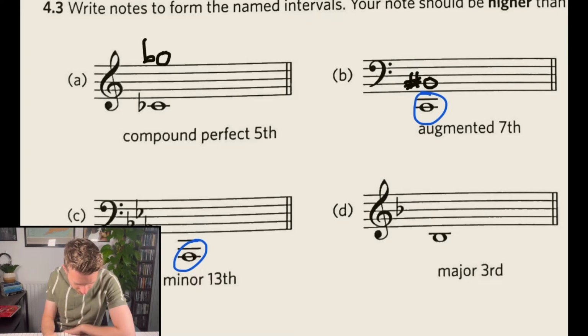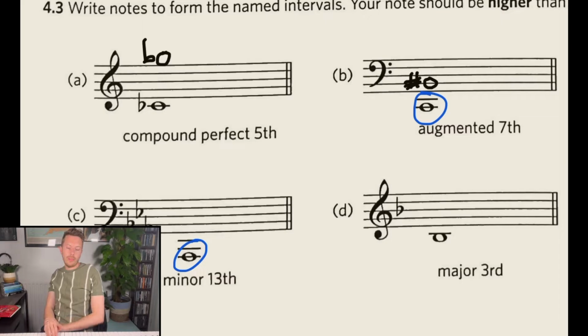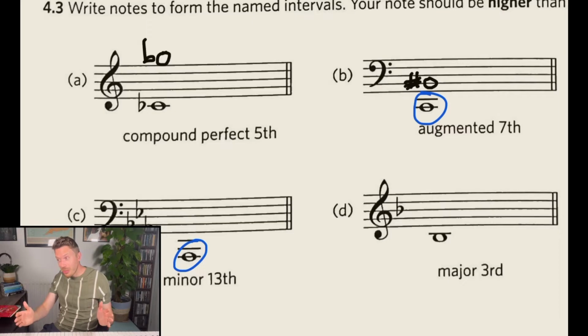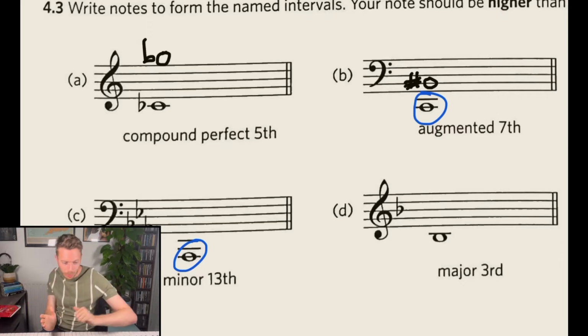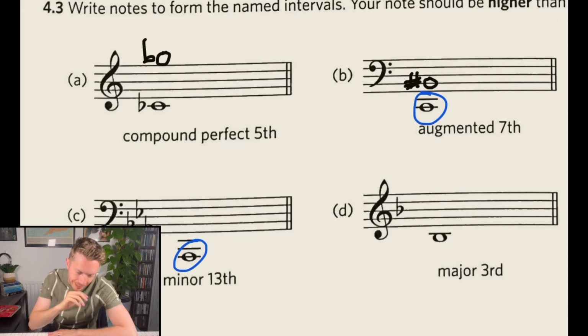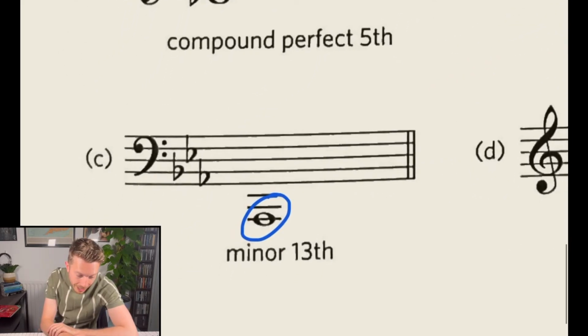That's an F. So we want to go up a minor 13th. Okay, so what's a minor 13th? Could also be known as a compound sixth, because you have an octave. Compound second is the 9th. Compound third is a 10th. Compound fourth is an 11th. Compound fifth is a 12th. Compound sixth is a 13th. So it's not like 8 plus 5 or 8 plus 6. Yeah, that is the compound sixth from an F.